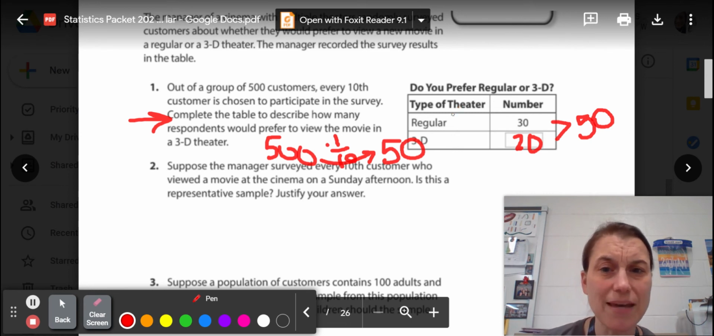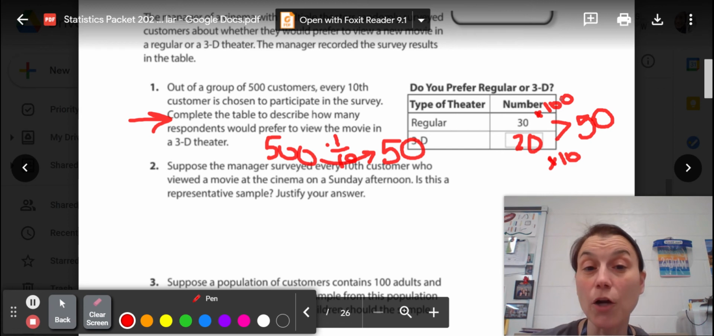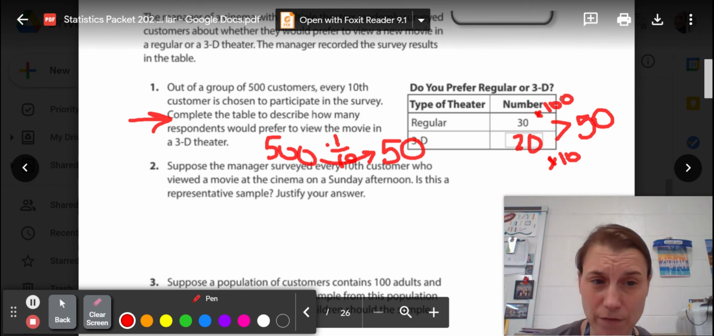Well, I can then imagine if that is representative, I can scale that up and think, how many people out of 500 would like 3D? Well, out of 500, I have to multiply that by 10 because my scale factor is 10. So if the survey is correct, then 300 people would like regular and 200 would like 3D. What that tells me is it's almost half and half, but there's still more who just like the regular. And we don't know why they prefer the regular. We just know that they did.